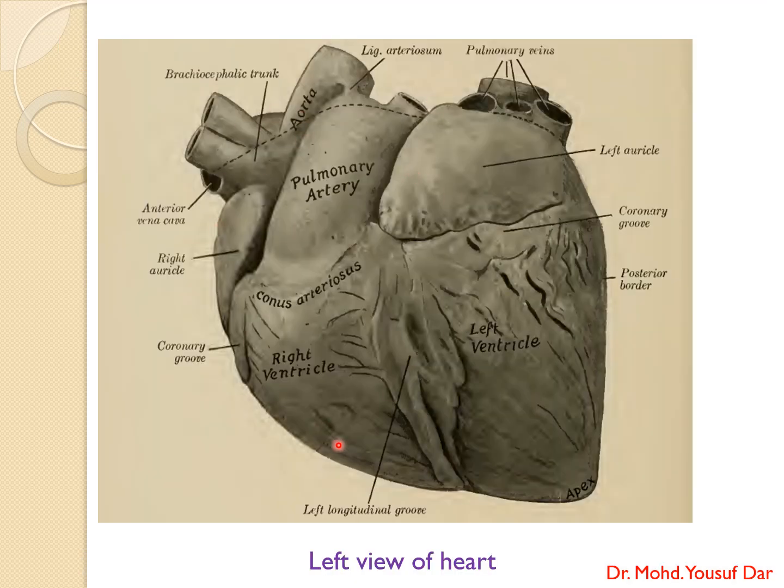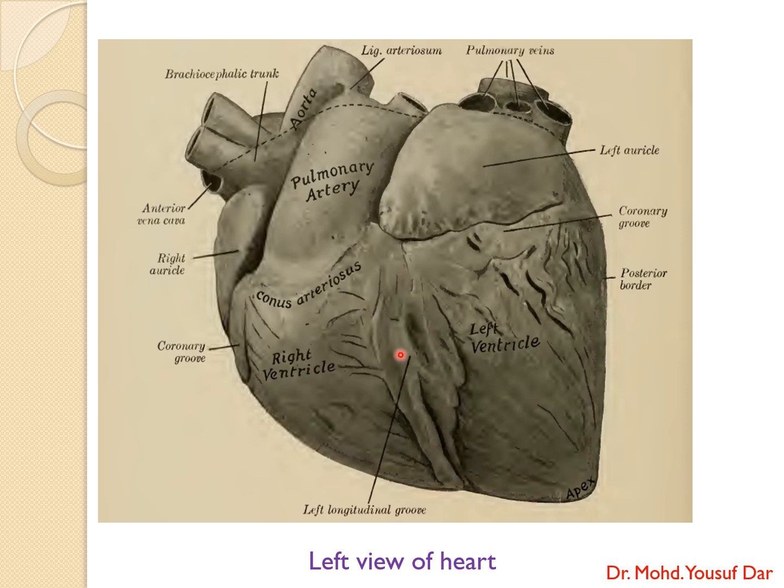So here this is the left view of the heart. There are the four chambers. This is the right atrium, this is the left atrium, this is the right ventricle, and this is the left ventricle. In between the atria and the ventricles, there is a groove, known as coronary groove. This coronary groove completely encircles the heart except at the pulmonary artery.